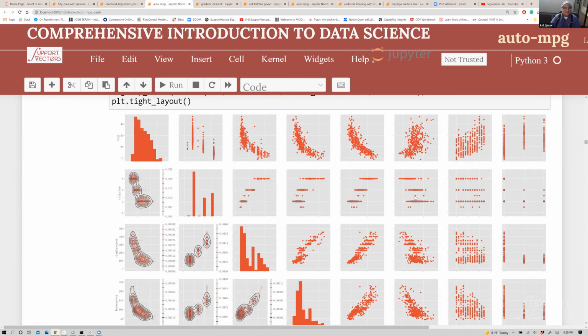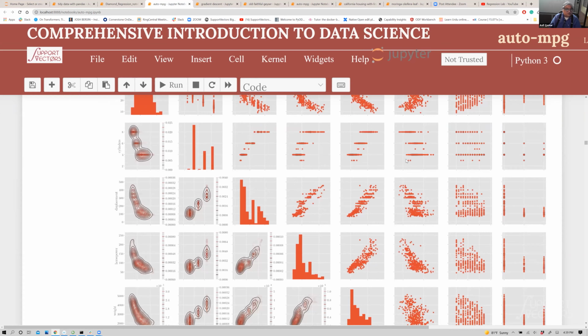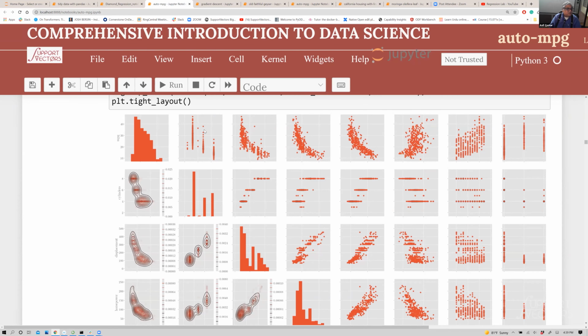So this is a lesson that you see in this graph. Next is weight. What is the relationship of miles per gallon to weight? Shouldn't you have seen a reciprocal relationship? The more the weight, the less the miles per gallon. Why is there no clear relationship?